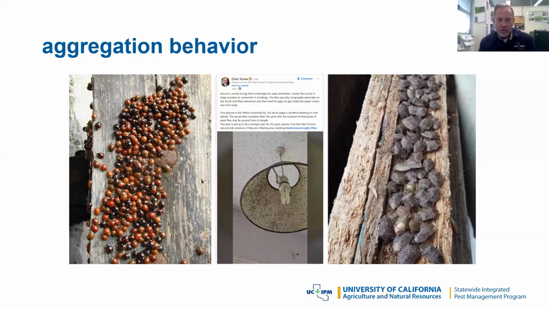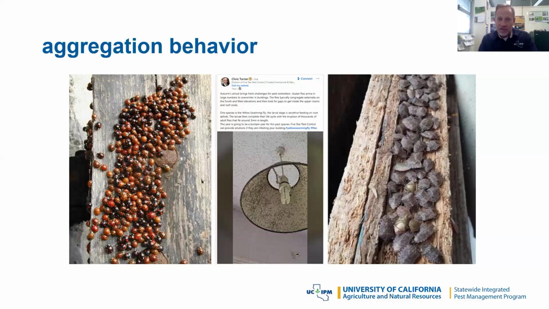In the middle, this is a post from one of my LinkedIn connections in the United Kingdom showing an aggregation of flies. These are adult flies that were active outside the structure, but they found their way in and they're starting to aggregate in preparation for overwintering. And then finally on the right here, this is an aggregation of brown marmorated stink bugs. This photo was taken in Russia, in Northern Europe, but we have this species here, and it will aggregate like this in California.